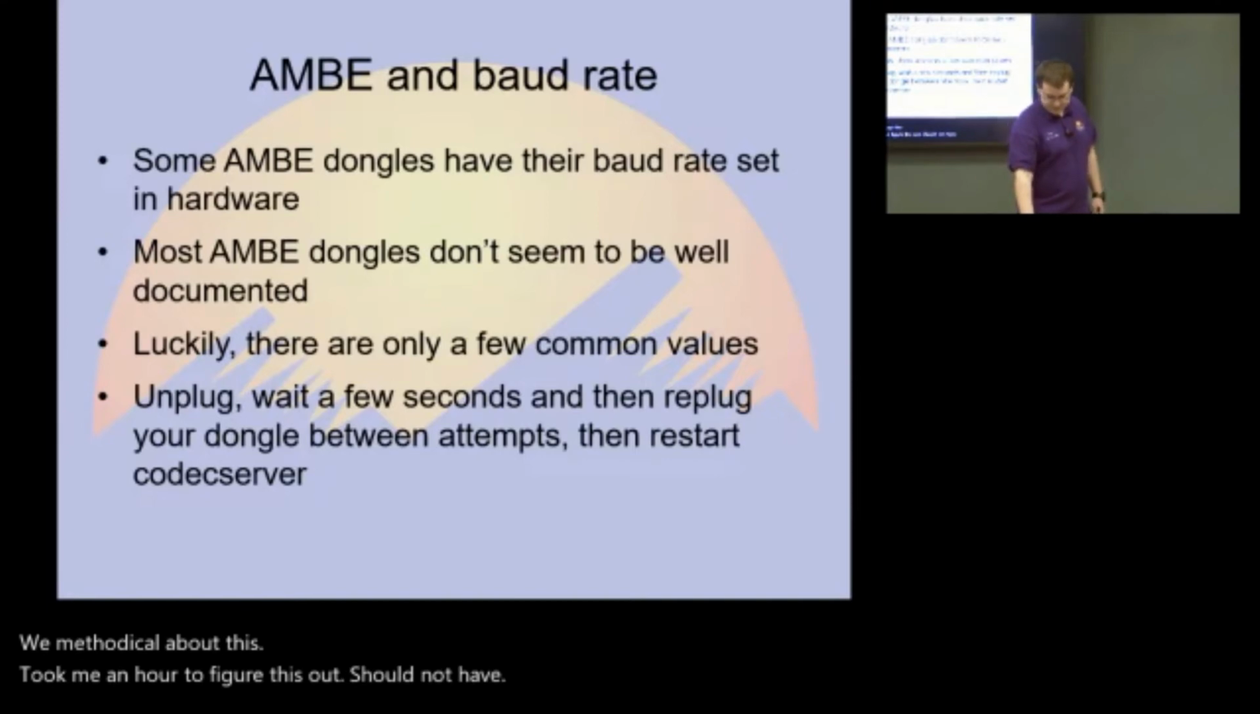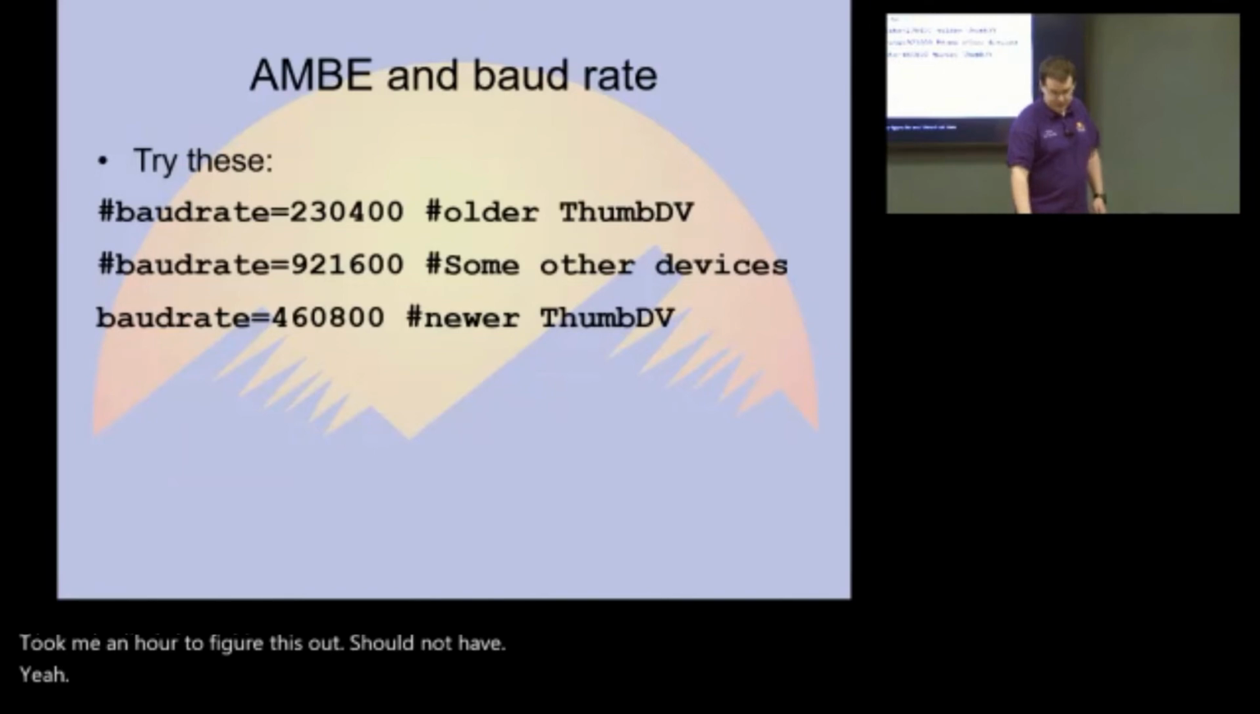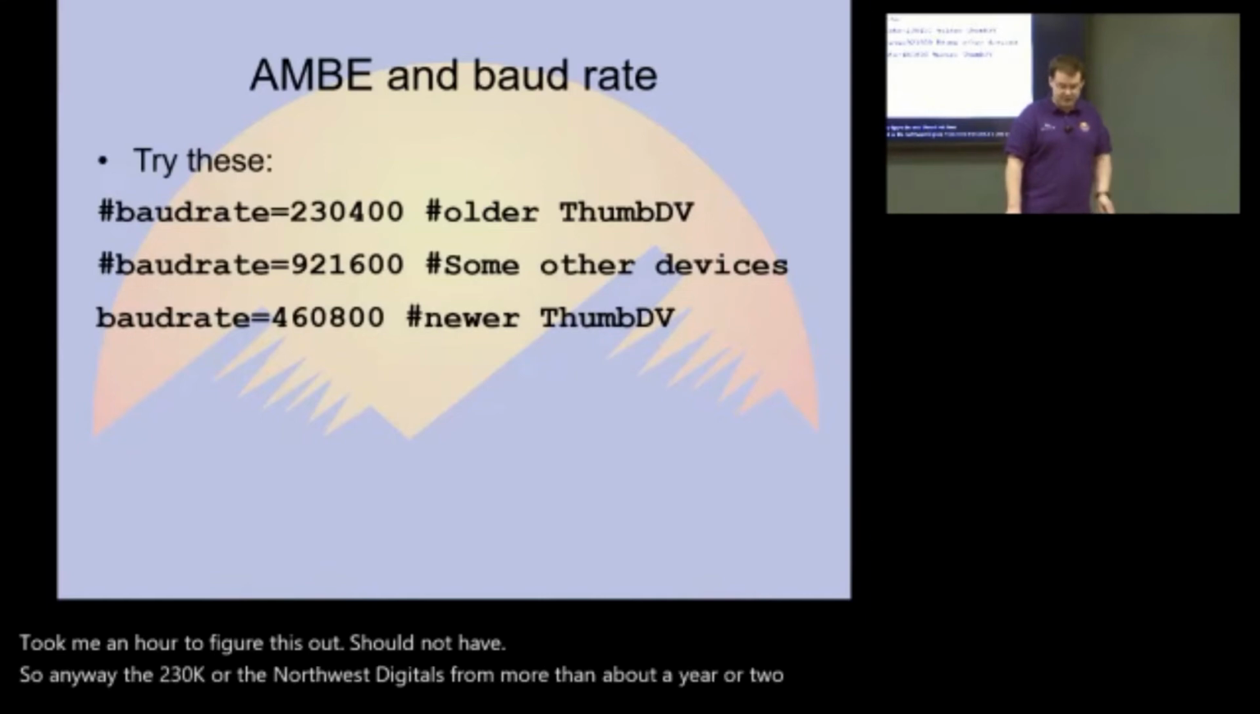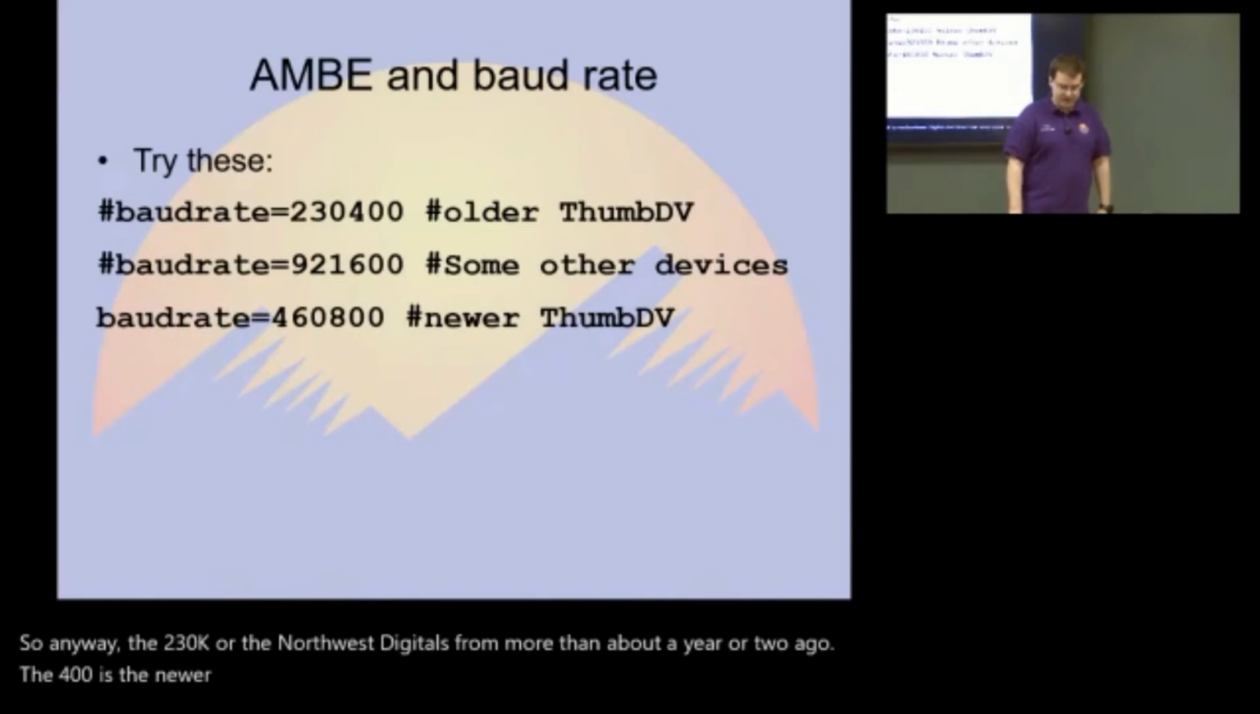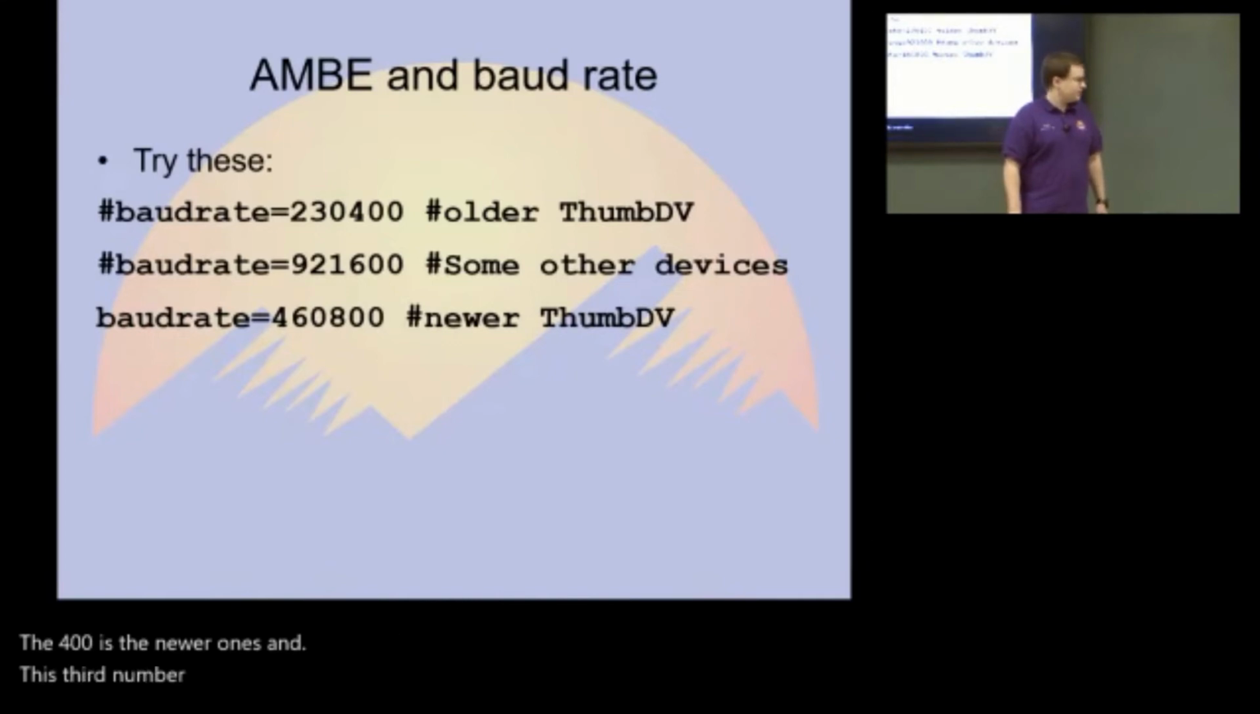Yeah. So anyway, the 230K are the Northwest Digitals from more than about a year or two ago. The 400 is the newer ones, and this third number is some of the other brands.